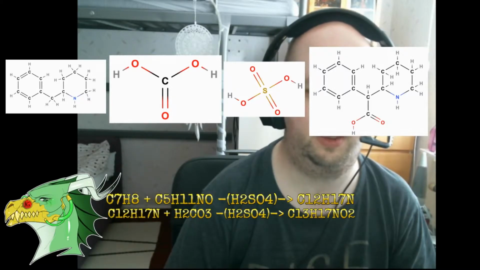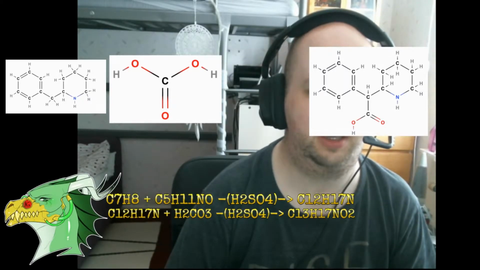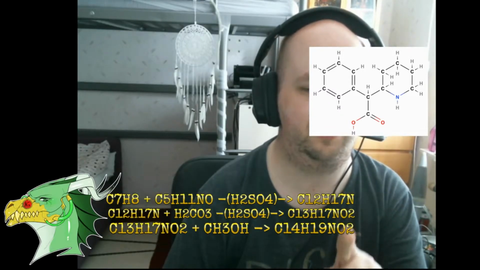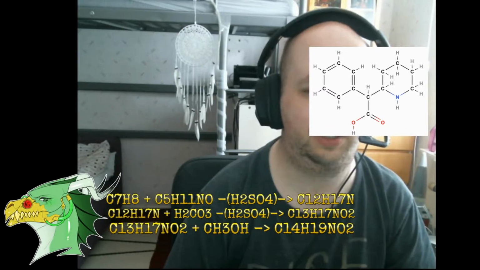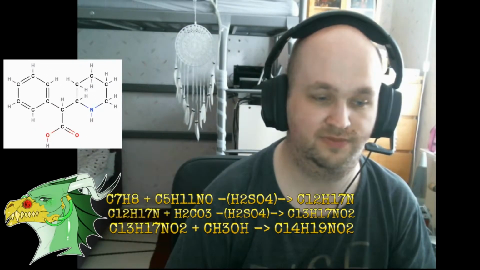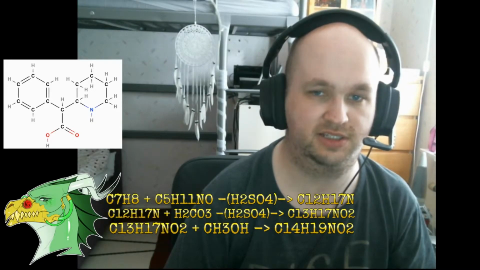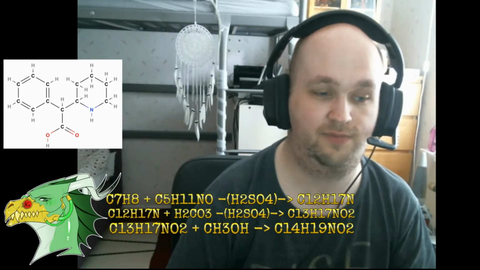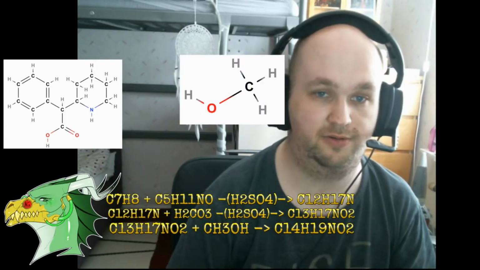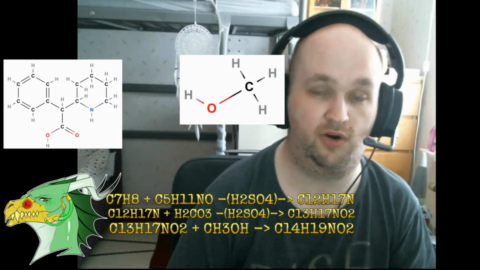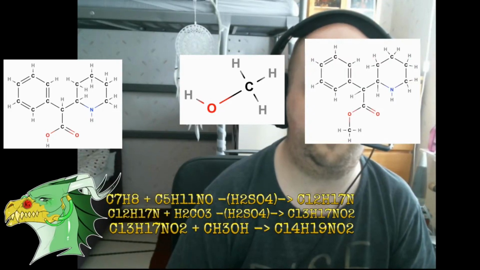And this time we are not going to be needing sulfuric acid for the final reaction, because the third reaction is actually simply here, and it's actually one of the easiest reactions to do. It's actually just to mix the simple little ritalinic acid with methanol. And this, in the end, will hopefully produce methylphenidate.